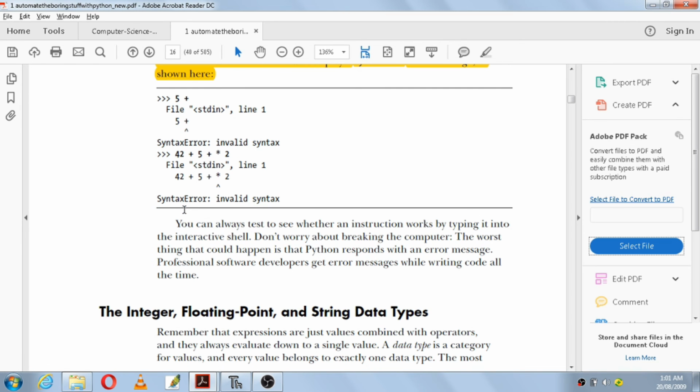Then next is 42 plus 5 plus into 2. Here you are using two operators together. Two operators together cannot be evaluated without putting any value between them, so it will give an invalid syntax. So you have to follow the rules of writing proper instructions, otherwise you will get a syntax error.